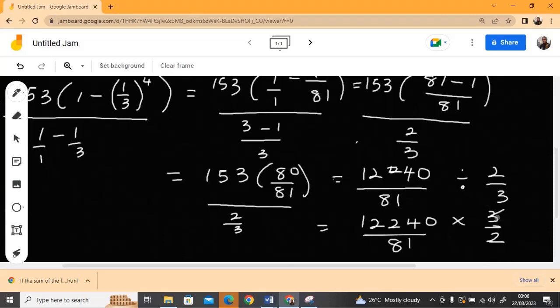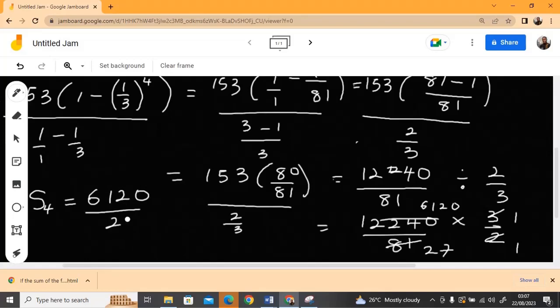this thing. 3 here is 1. 3 goes in 81, that is 27. Then 2 here is 1. 2 goes in 12,240 divided by 2, this is 6120. So your final answer now, my sum of the fourth term equals 6120 all over 27. So this is my final answer.